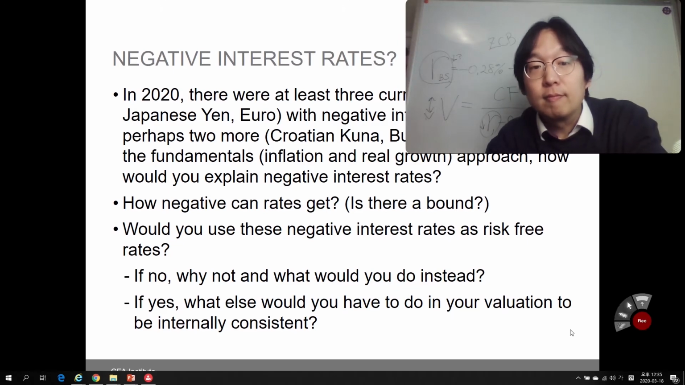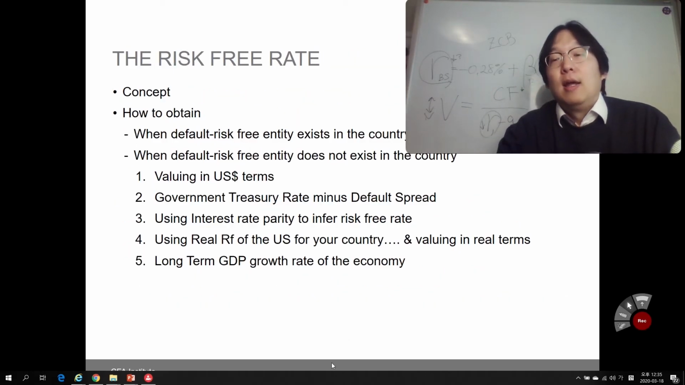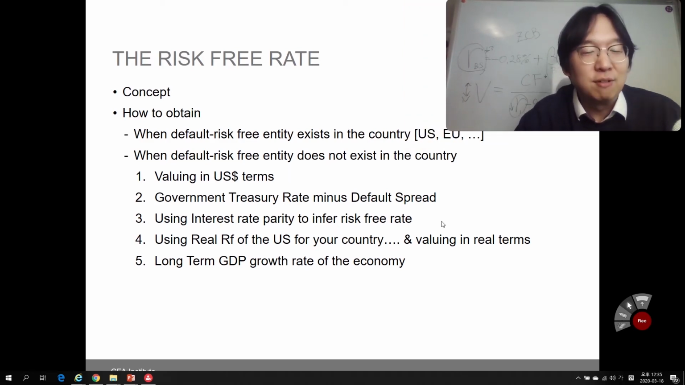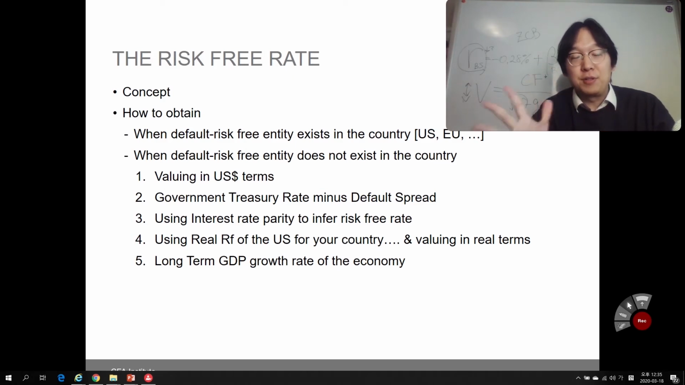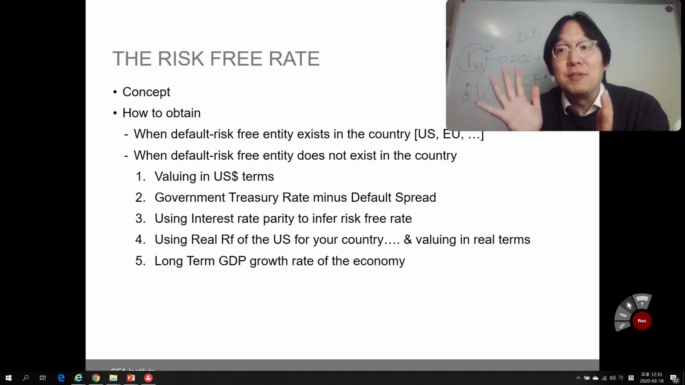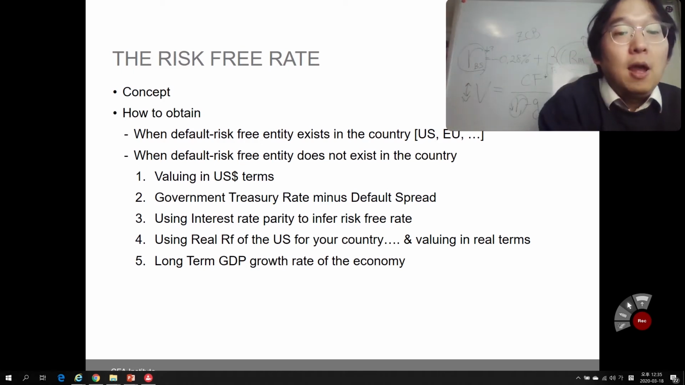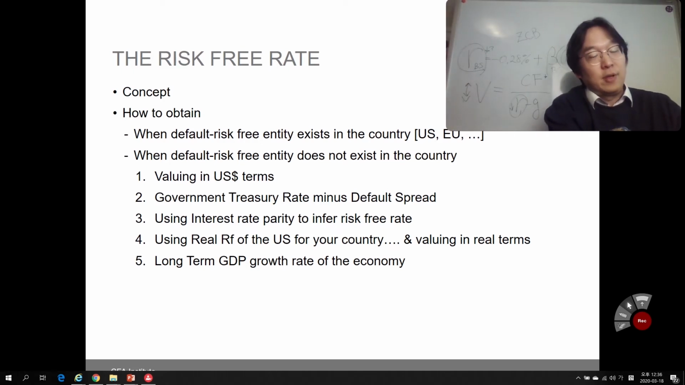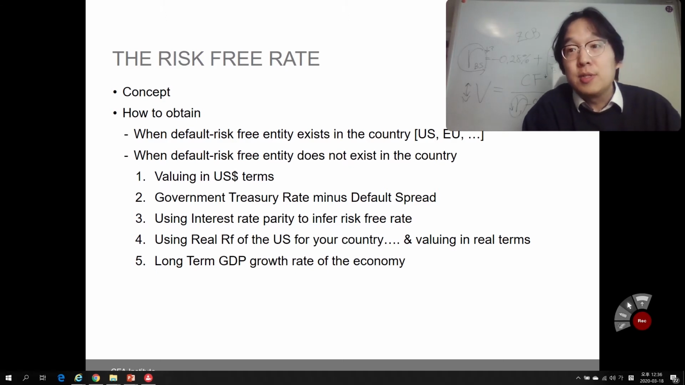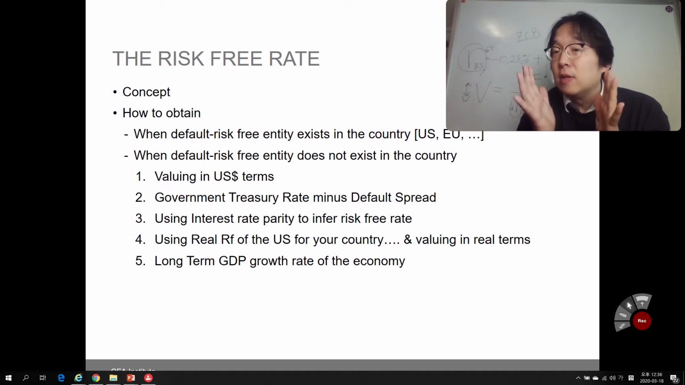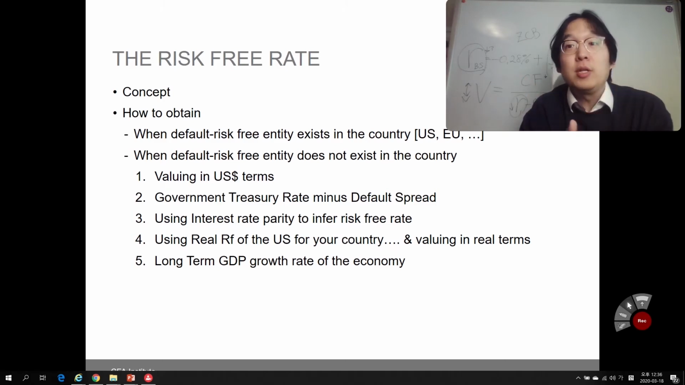Right. The next is about when the default risk-free entity is not existent in your country. Okay, Russia, right? There are 5 alternatives, right? Or many other emerging countries. I would say, I don't want to get killed by Putin or anybody. Okay, don't kill me, right? Valuing in US dollar terms is one thing. As I told you before, if it is a Russian oil company, still, if you value it in US dollar terms, your risk-free rate should be the US Treasury rate. Okay, so you stay safe with that.